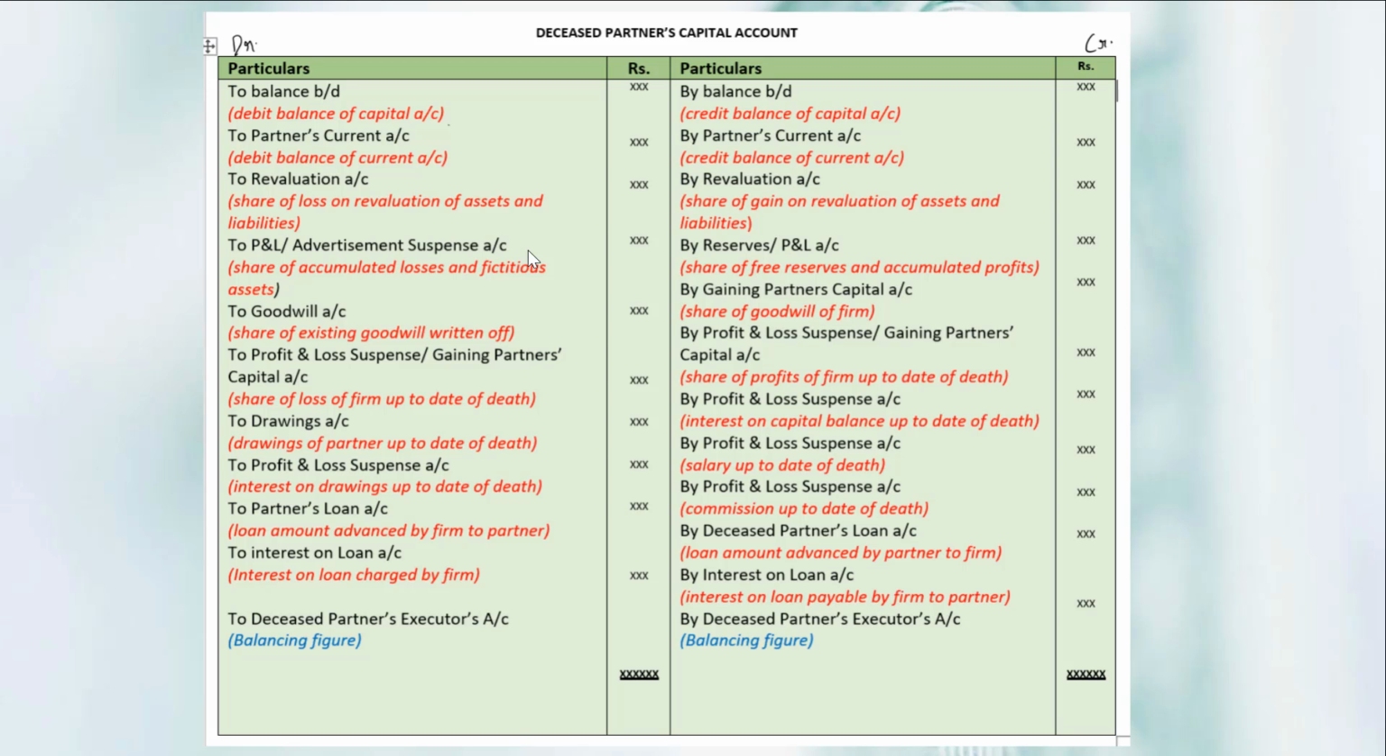The existing goodwill appearing in the asset side of the balance sheet will be written off, and his share will be debited to the deceased partner's capital account as to goodwill account. The fresh valuation of goodwill will be debited to the gaining partners, and it will appear as by gaining partner's capital account.